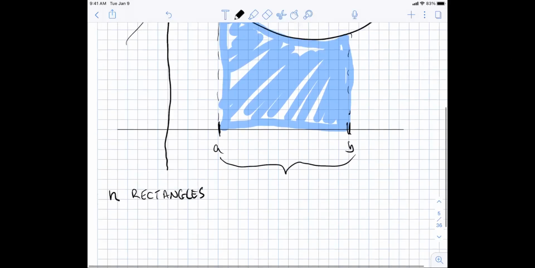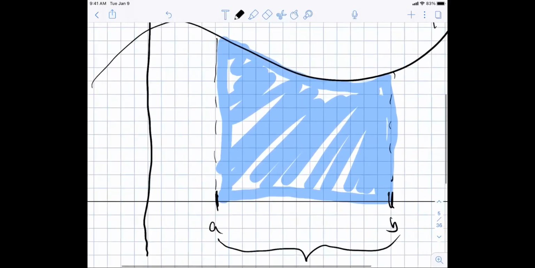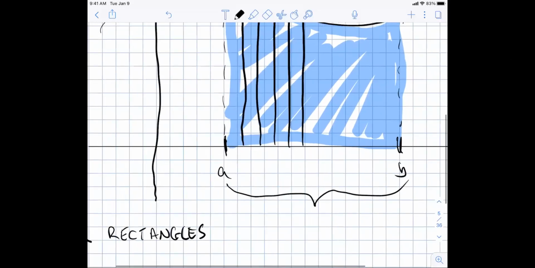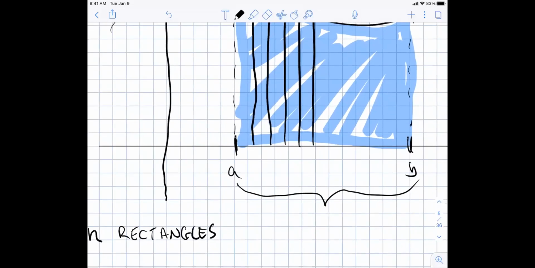So that means if I draw in one of these rectangles, and again, for right now, we're looking at rectangles where their right edge goes up to the curve. Okay, so the right edge comes up to the curve and then over. Like this.